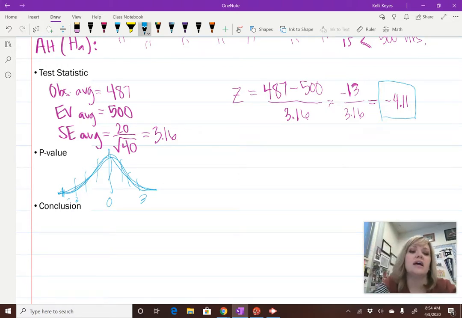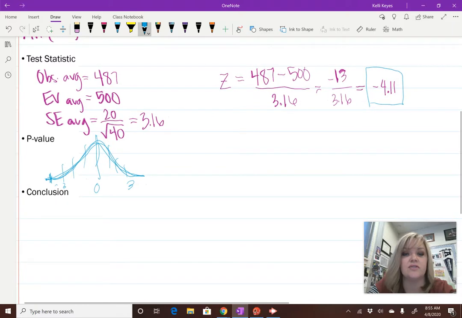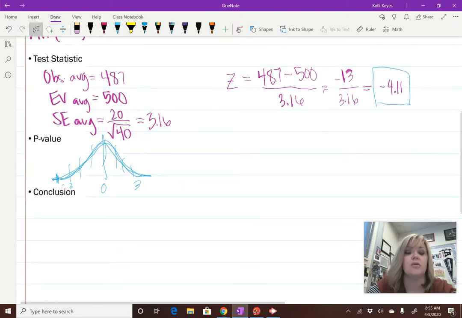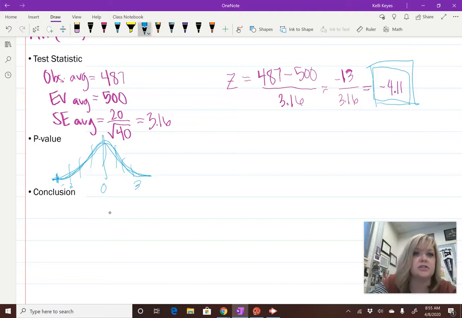Outside 2 SDs is unlikely, 3 is very unlikely, and it just gets more extreme. So before we even plug this into the calculator to find the percent, you should be thinking this will be a small percentage. The p-value should be small because this is very unlikely to happen. It's unlikely that we observe a sample average of 487 hours in that sample of 40 light bulbs.